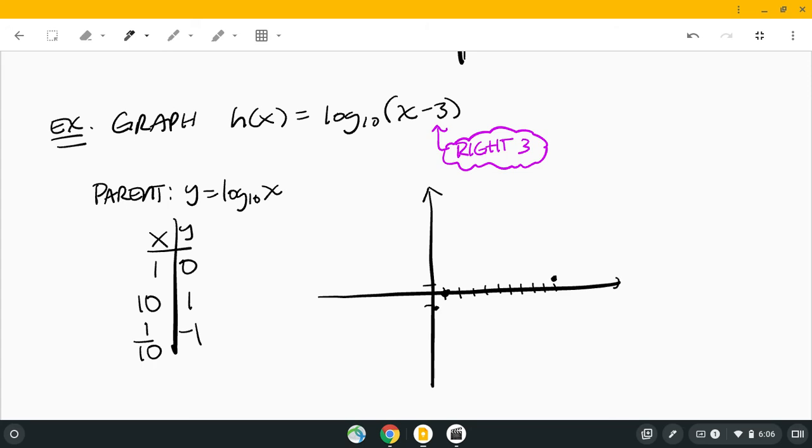So the parent function is going to shift 3 units to the right. 1, 2, 3. I'm going to go ahead and do it in a different color. This point over here will shift 3 to the right. This point over here will shift 3 to the right, 1, 2, 3. And this one over here will shift 3 to the right, 1, 2, 3.